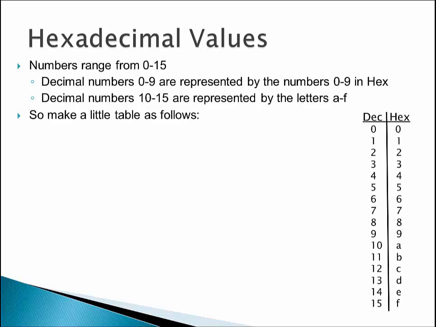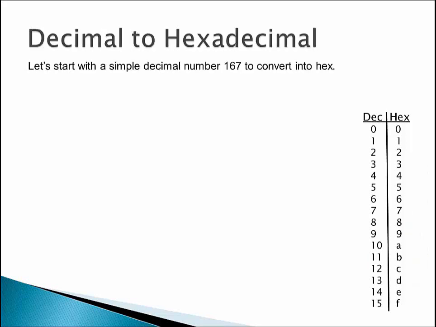So we make a little table as follows. Decimal numbers are down on the left. Hexadecimal numbers go down to the right. Let's start with a simple decimal number of 167 to convert into hex.